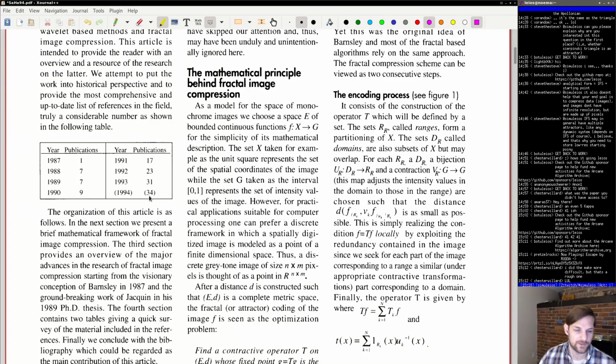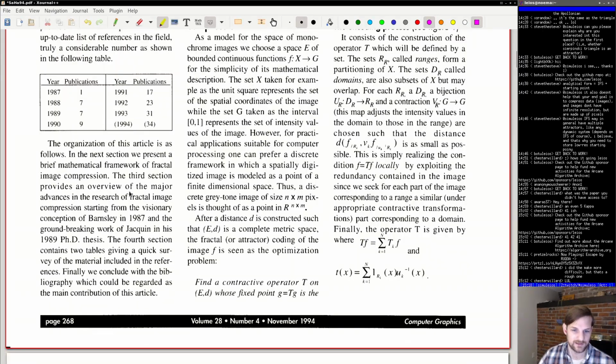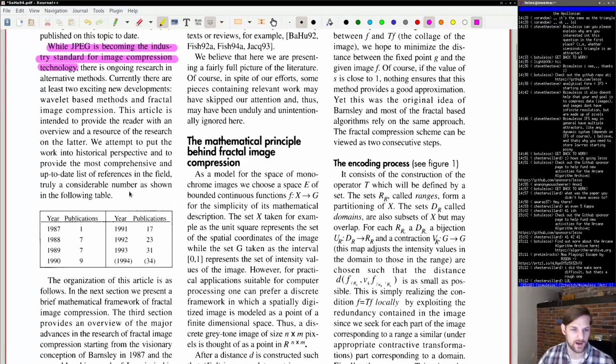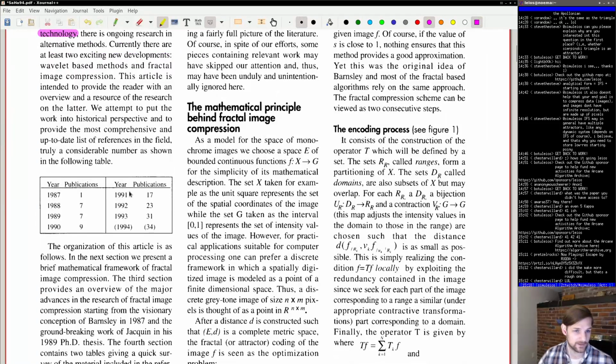Right, so it looks like there are 34 papers that were published just in 1994 alone, this paper being one of them, apparently. So yeah, that's pretty good, right? That's from 1987 to 1994. What is that? That's about 100, maybe over 100 publications, which again says a lot about the field.